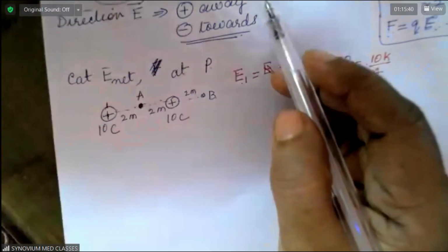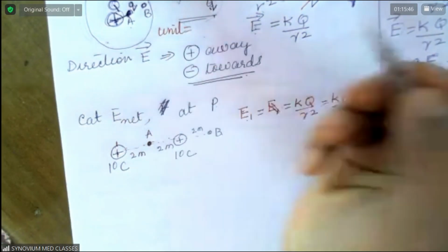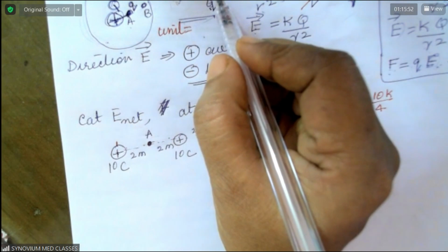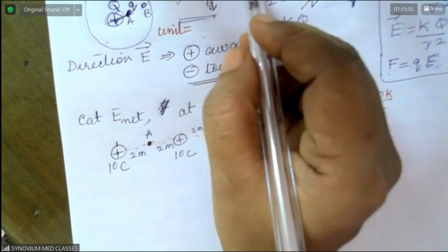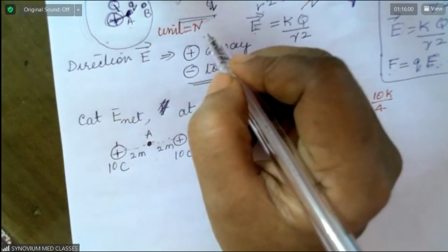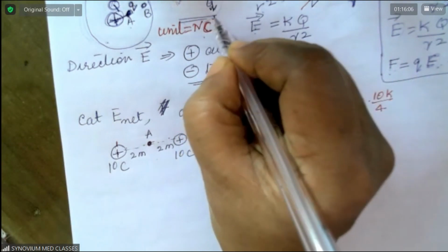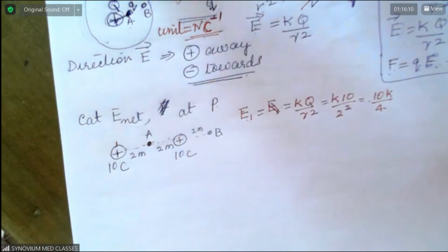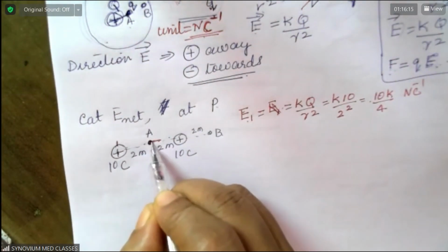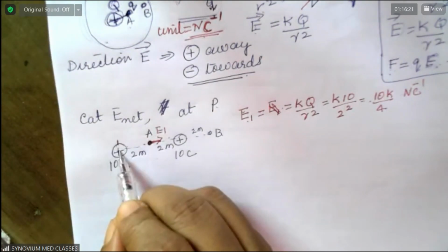What is the unit of electric field? Find out. From this formula you get the unit of electric field. Unit of force, any force, electric force is just like all force: Newton. Unit of charge: Coulomb. So there are two units. One unit is Newton per Coulomb. So this much Newton per Coulomb is the electric field due to the first charge, E1, at this point.